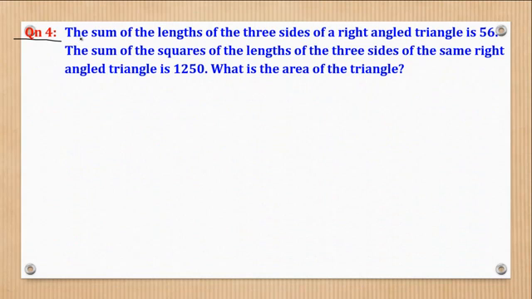Then question 4 says the sum of the lengths of the 3 sides of a right-angled triangle is 56. The sum of the squares of the lengths of the 3 sides of the same right-angled triangle is 1250. Then what is the area of the triangle?